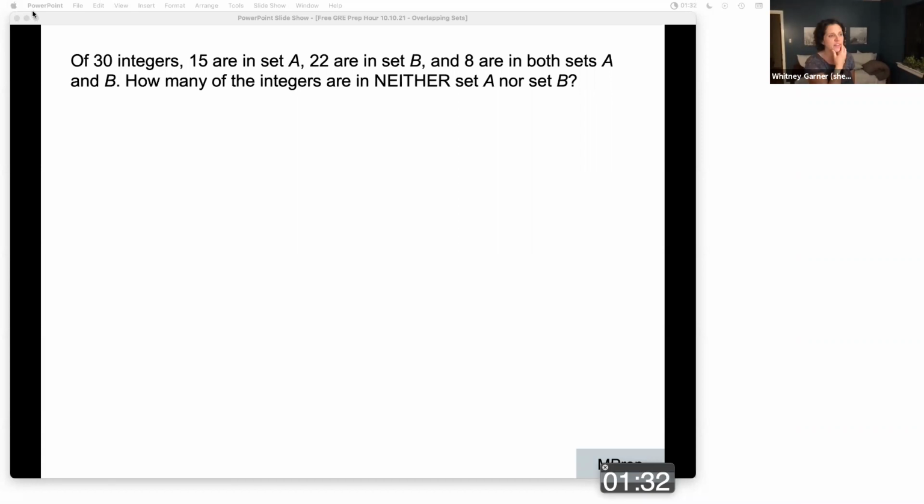All right, do me a favor, send me a message privately in the chat window, just to panelists, if you think you have an idea of what the solution to this problem is. How many numbers are going to be in neither set A or set B? What do y'all think? How many? Okay, I got one guess.